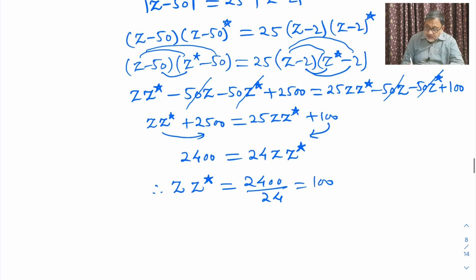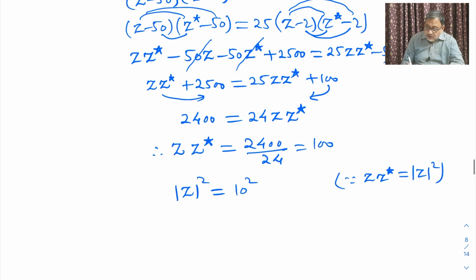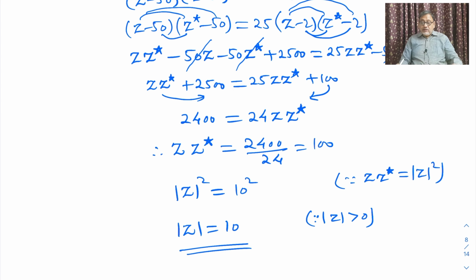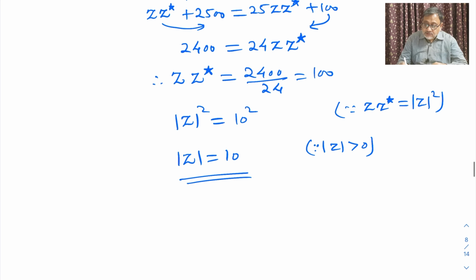Okay. Now z into z conjugate can be modulus of z square, which will be 10 square, since z into z conjugate is equal to modulus of z square. Now from this we get modulus of z is equal to 10, since modulus of z is always greater than 0. So this is the last part. So with this I have completed that question.